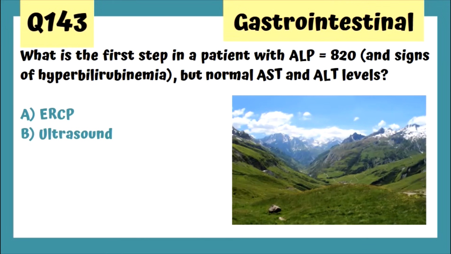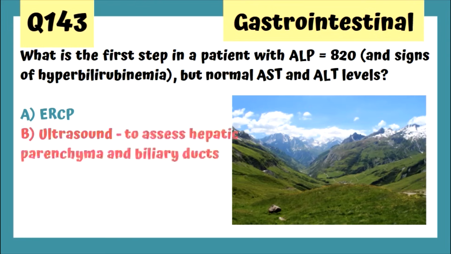143. What is the first step in a patient with ALP equal 120? It's really high, and there are signs of hyperbilirubinemia, but normal AST and ALT levels. So here we're dealing with a pattern of abnormal liver function consistent with cholestasis. The first step would be an ultrasound. We want to get an ultrasound to assess the hepatic parenchyma and biliary ducts. ERCP usually is done once we've already found a stone or a malignancy.